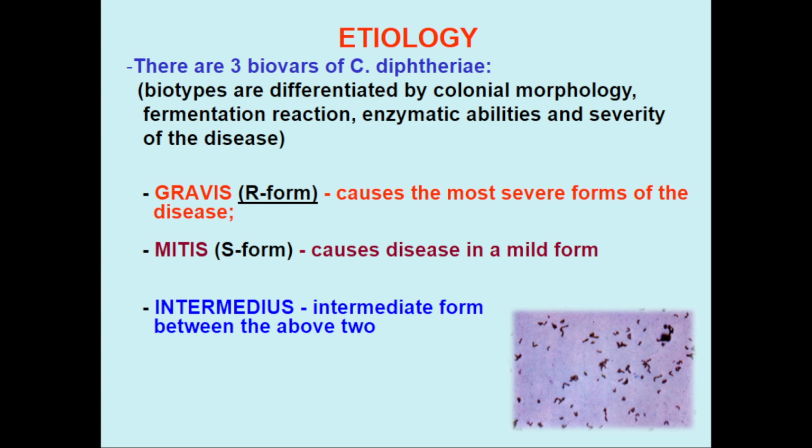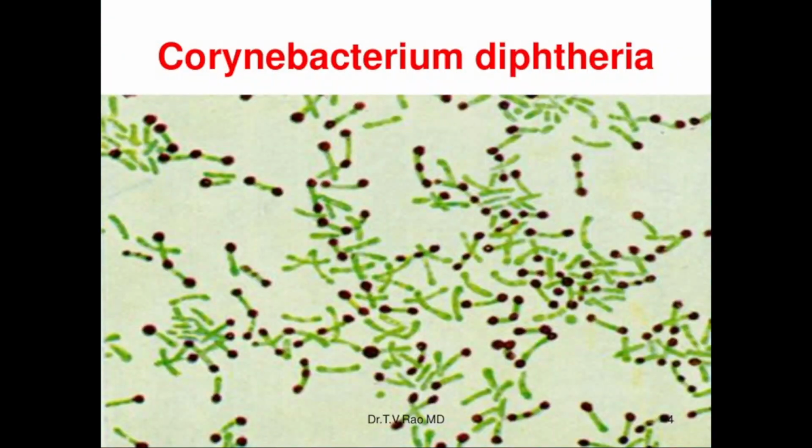There are 3 biovars of Corynebacterium diphtheriae. Biotypes differ by colony morphology, fermentation reactions, enzymatic abilities, and severity of the disease. Gravis, R form, causes the most severe form of the disease. Mitis, S form, causes disease in a mild form. Intermedius is intermediate between the above two. Again, how it looks under the microscope.